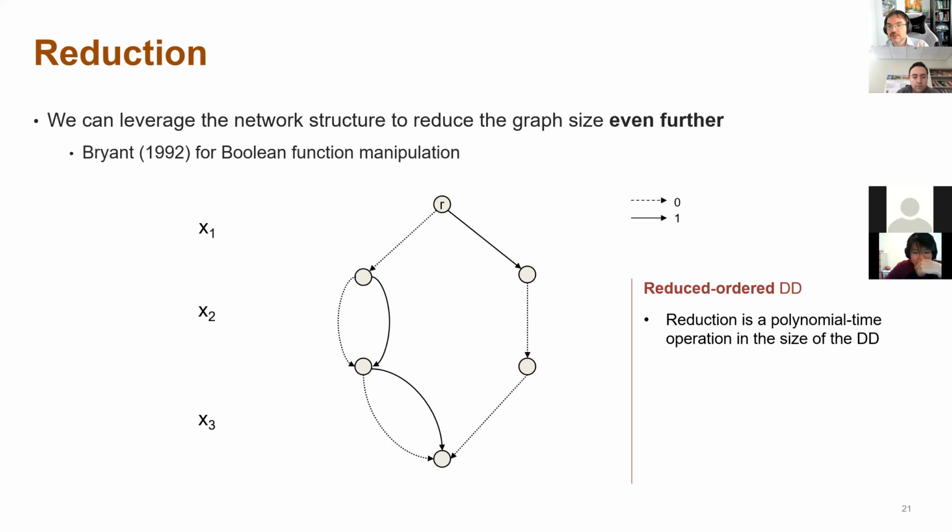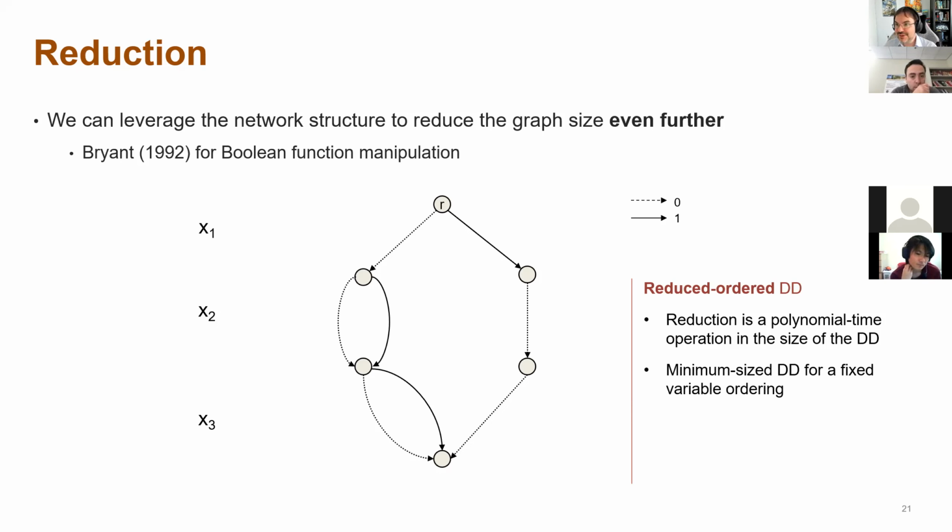Okay, so the reduction is going to be a polynomial-time operation in the size of the graph, in the sense that if you do this bottom up, you can reduce the graph in polynomial time. So it's going to be an effective procedure that you can do on the diagram. Second, for a particular variable ordering, if the variables are ordered this particular way, then this is proved to be the smallest possible decision diagram that you can have, both in terms of the number of nodes and the number of arcs. It's going to be the smallest decision diagram that you can have for that variable order.